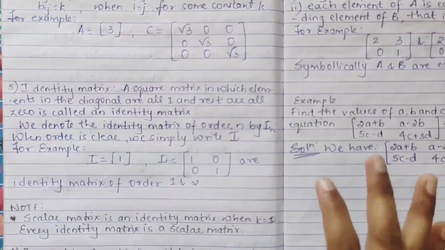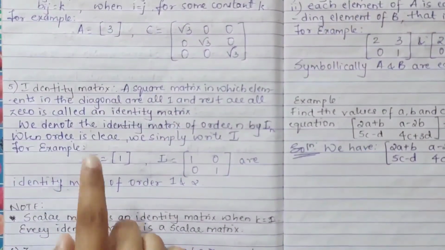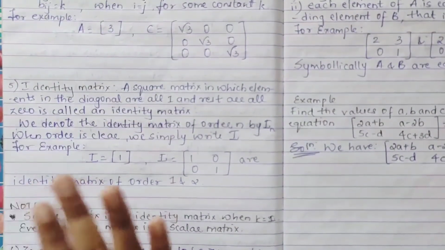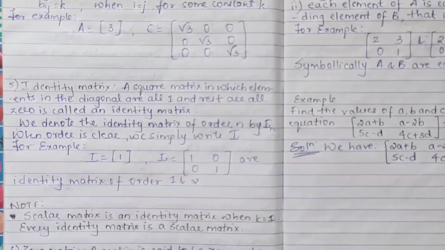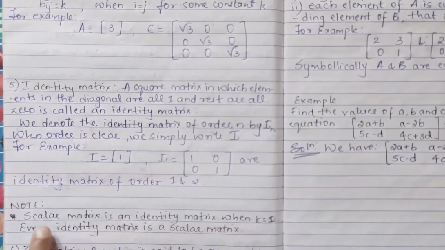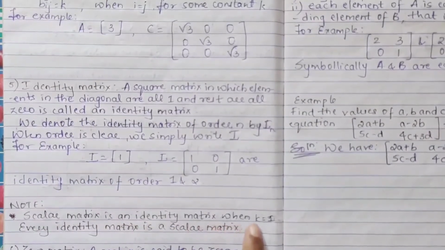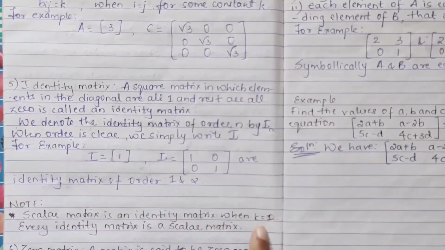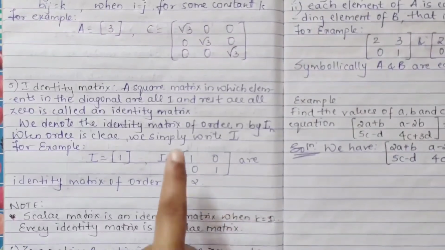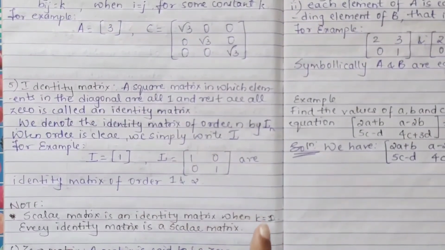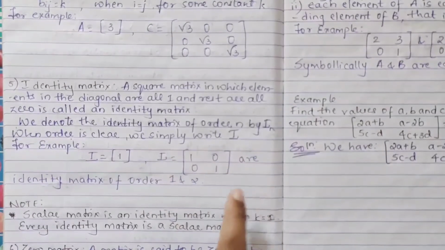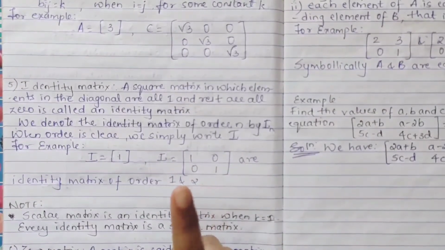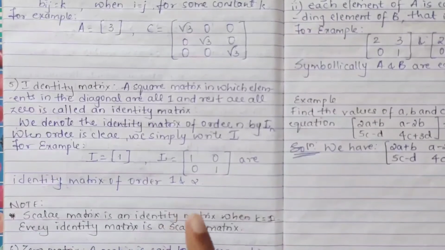Next you have the identity matrix. In identity, the diagonal elements should be 1, rest all elements should be 0. Such a matrix is called an identity matrix. And here you have one note. Note, a scalar matrix is an identity matrix when k is equal to 1. In a scalar matrix, the diagonal elements should be equal only, right? So in general they have given k. If the diagonal element is 1, then indirectly it will be an identity matrix.